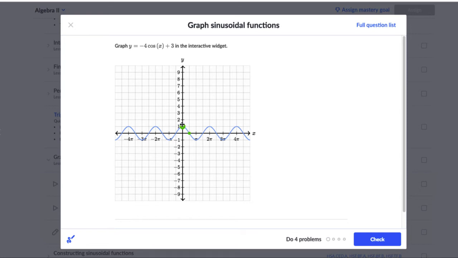What am I going to do now? Next step. Try to find the midline. Midline is 3. That means I'm going to drag my midline point. This is the midline point. I'm going to drag that up to 3, right? Yeah. Drag it up to 3. Make sure that this point moves up as well. We're okay? Yeah. What do I do next?